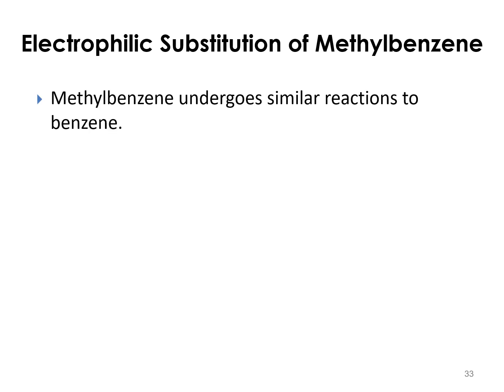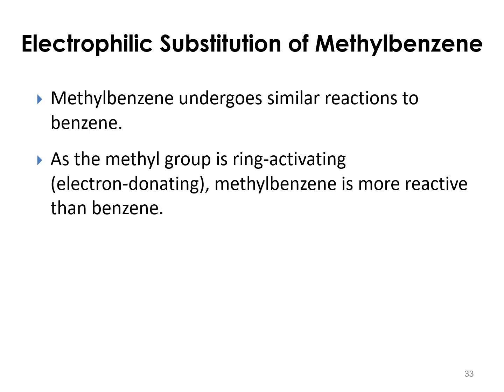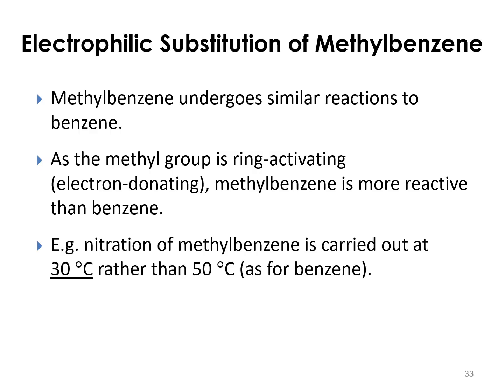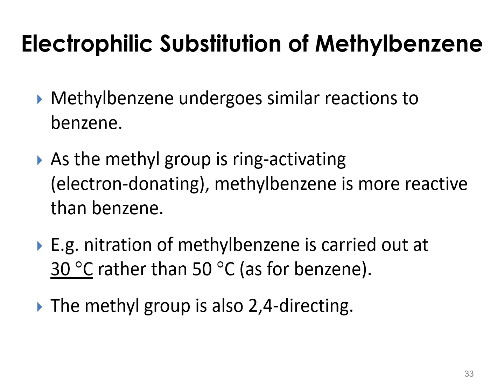Methylbenzene undergoes similar reactions to benzene, as the methyl group is ring activating due to its electron donating ability. Methylbenzene is more reactive than benzene. Therefore, the nitration of methylbenzene can be carried out at 30 degrees Celsius rather than 50 degrees Celsius as for benzene. Also, the methyl group is 2,4 directing. Let's see how this is illustrated in a reaction scheme.